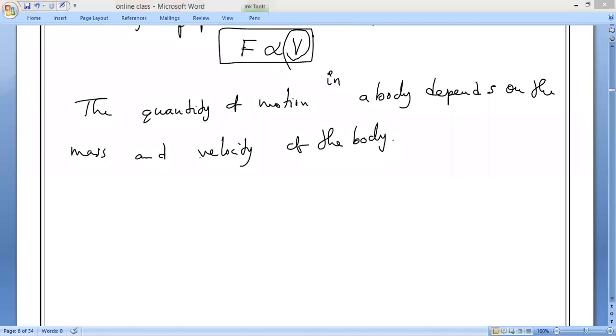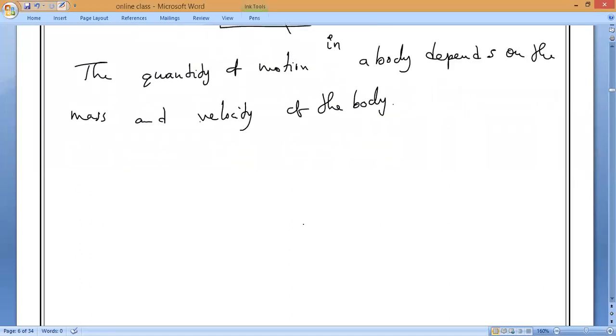So that gives another term called momentum. Understand? So momentum of a body is defined as the product of its mass and velocity. If we multiply both, then we get a term called momentum.